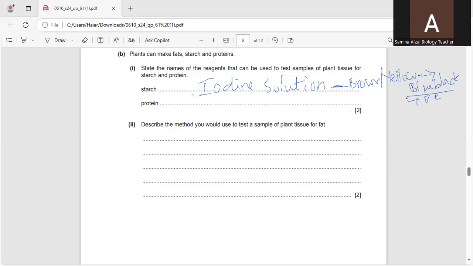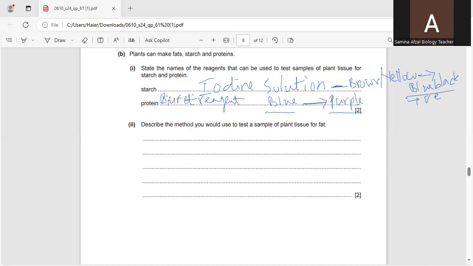And for protein, we use the biuret reagent, which is of blue color. If protein is present, the blue color will change into purple. So if the blue color changes into purple color, it shows the positive result, that is, protein is present.